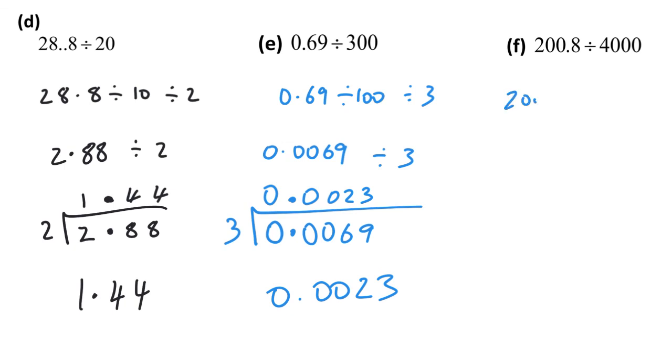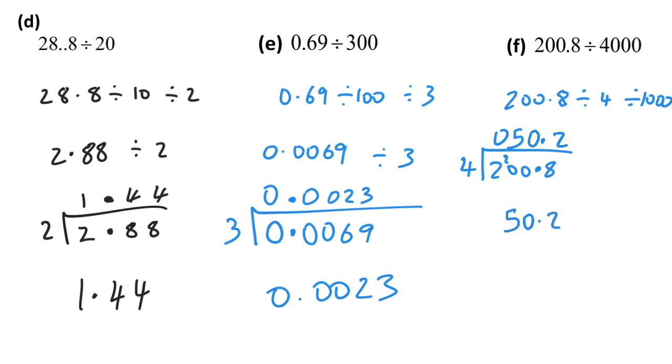The last one then, 200.8 divided by 4,000. Just to mix it up a bit, we'll do it as 200.8 divided by 4 and then divided by 1,000. So let's put 200.8 under the bus shelter and divide by 4. 4 into 2 doesn't go, so it goes 0, remainder 2. 4 into 20 goes 5 times. 4 into 0 doesn't go. Decimal points are all nice and lined up. And then 4 into 8 goes twice. So now what we've got is 50.2, but we still need to divide that by 1,000.